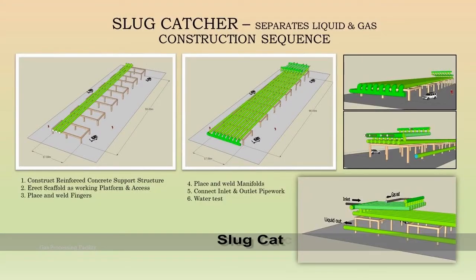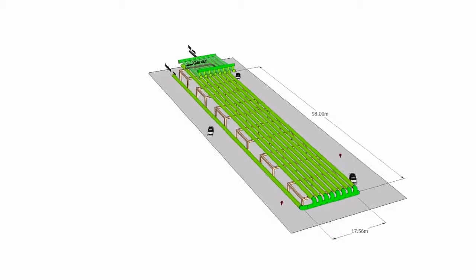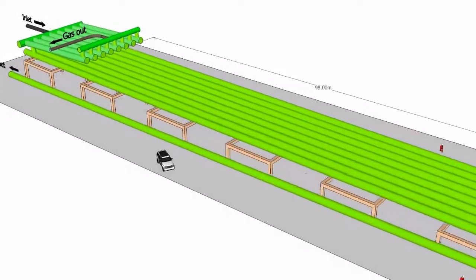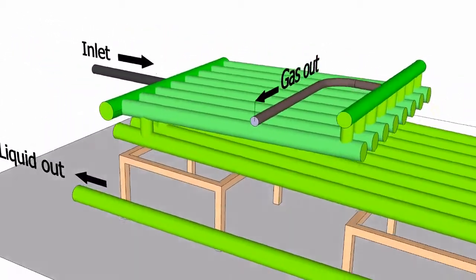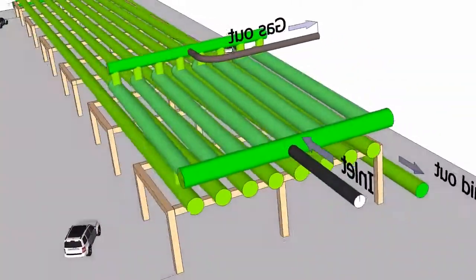Slug catcher. The slug catcher buffers the incoming gas and liquid from the wellheads. It also separates the gas from the water and oil. The slug catcher is supported on reinforced concrete columns and beams. Shown is a construction sequence.